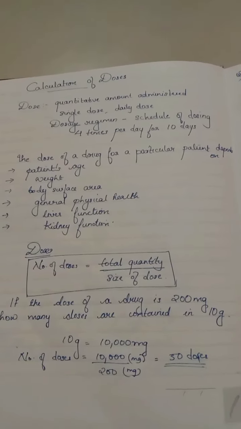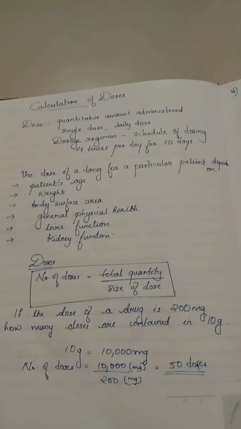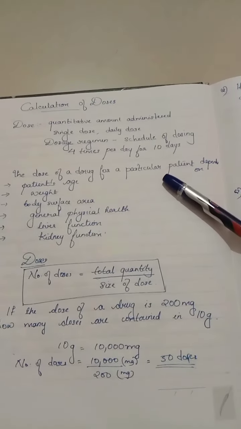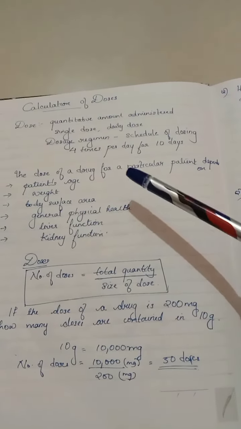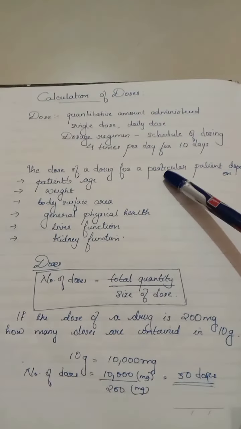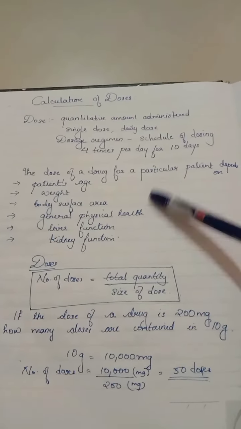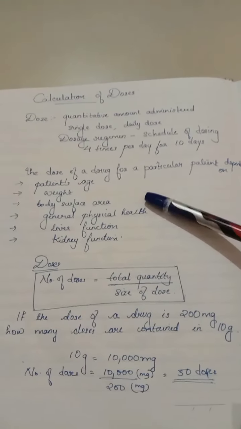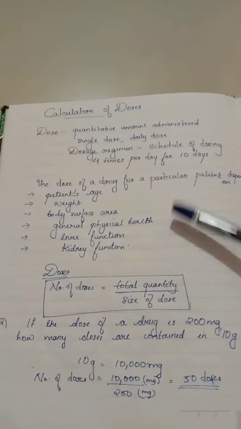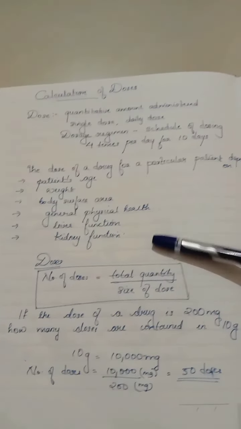The dose of a drug depends on so many factors. For a particular patient, if you want to give a dose of a drug, we have to give importance to certain factors. They are the patient's age, weight, body surface area, general physical health, liver function, as well as kidney function.